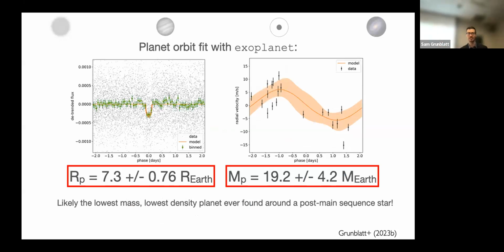So this is really exciting because this is sort of like the smallest or the lowest mass planet that we've ever found around an evolved star. And as you note, it's like 7.3 Earth radii, but only like 20 Earth masses. So this is a really, really low density planet. I think it has a density of like 0.4 grams per centimeter cubed or something like that. So it's like on par with Saturn.